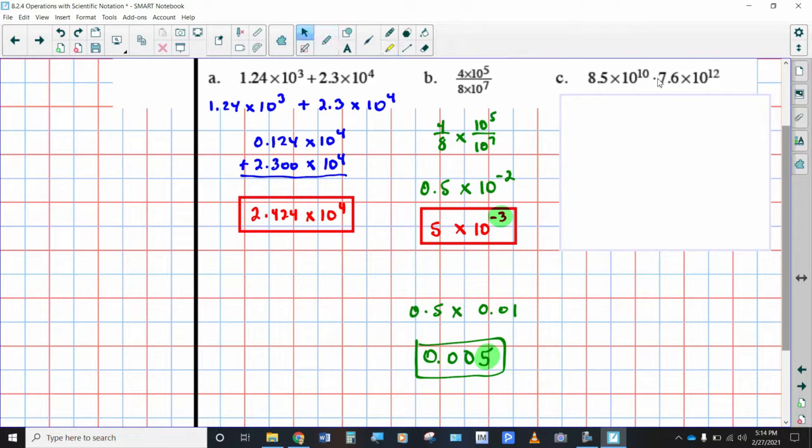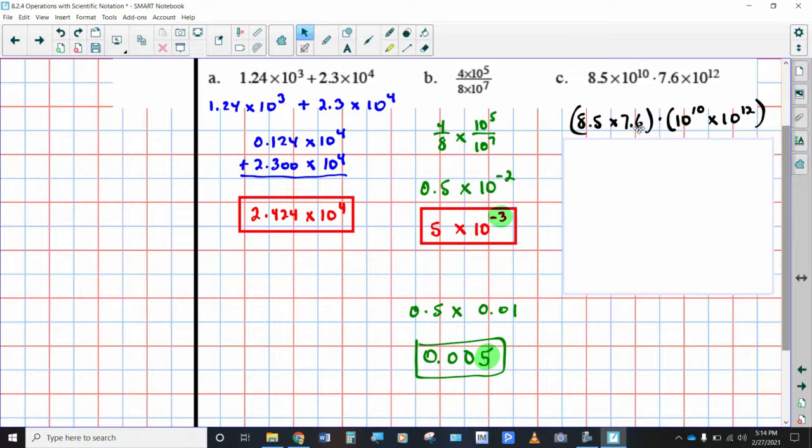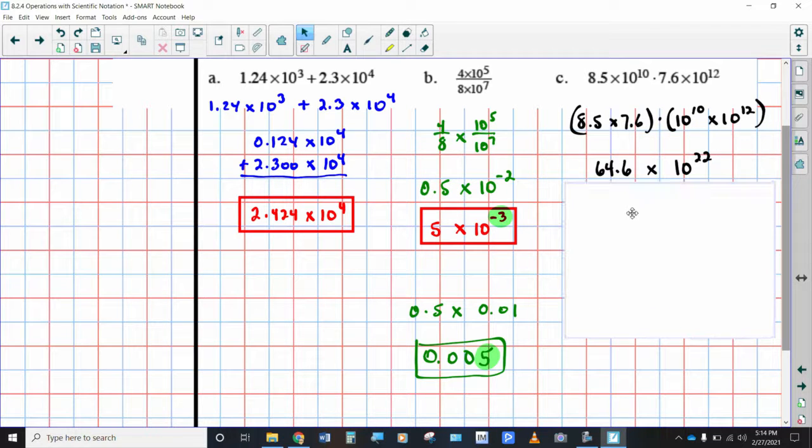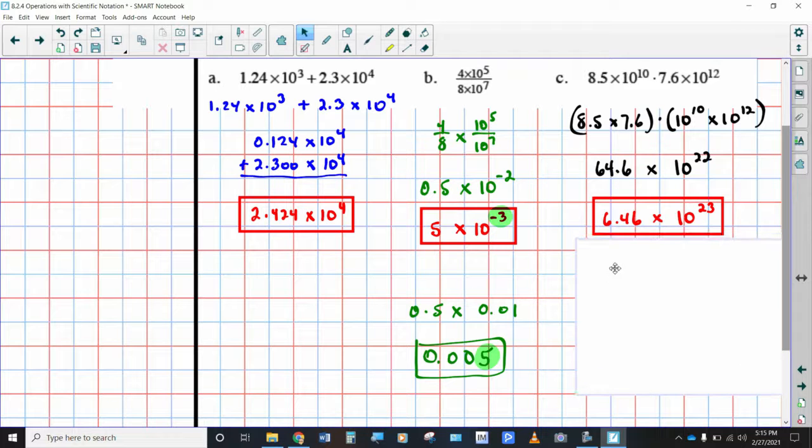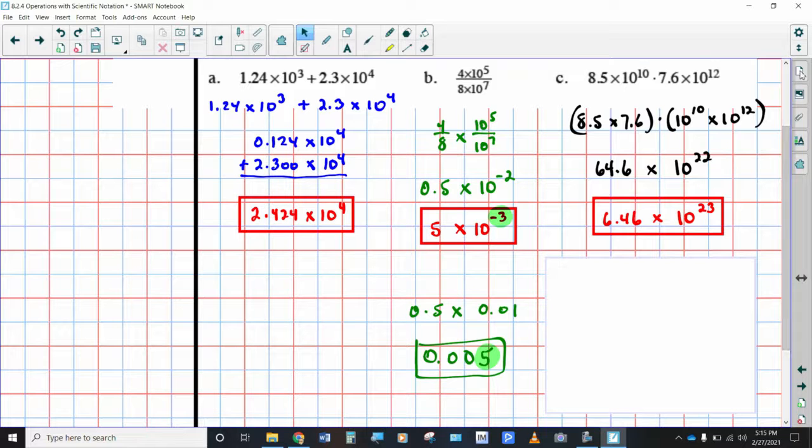And then the last problem involves multiplication. So we're going to take 8.5 times 7.6. That ends up being 64.6, and then 10 to the 10th times 10 to the 12th is 10 to the 22nd. This is not in scientific notation, however. So let's take a power of 10 from the 64.6 and turn that into 6.46, and then we'll add the power of 10 to the 10 to the 22nd to make it 10 to the 23rd. And I believe that is where we end today's lesson.